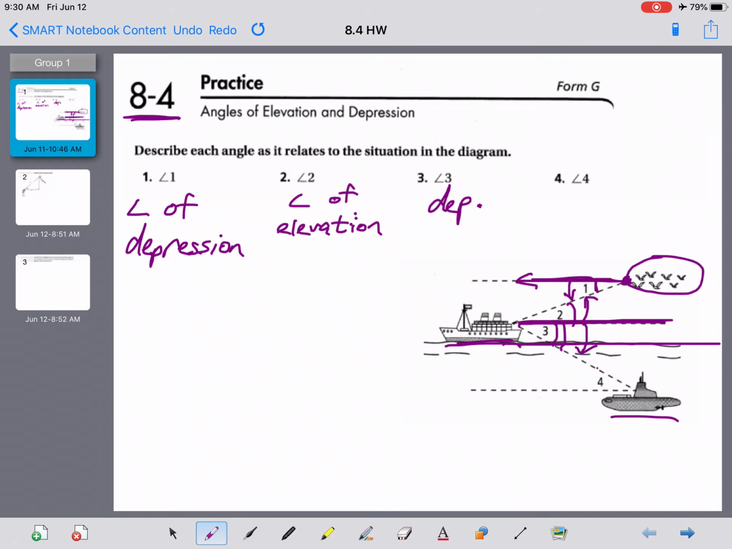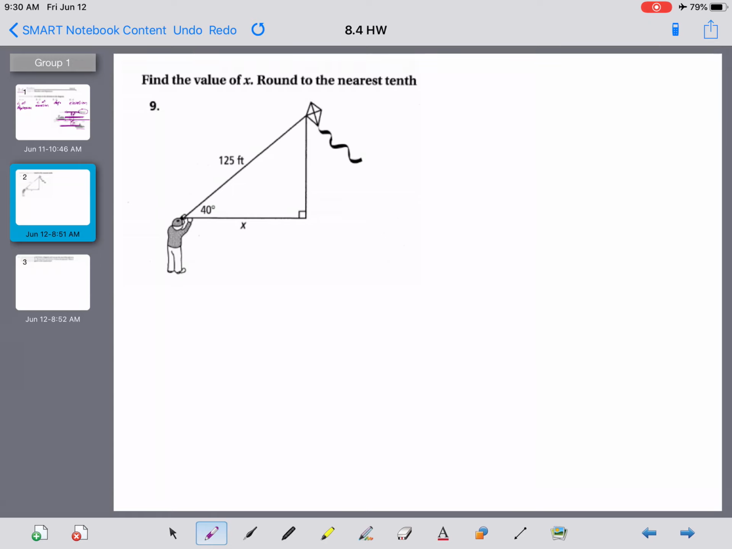Angle 4, located right down here, is how far somebody on the submarine would have to look up in order to see the ship. Here's the horizontal line coming out of the submarine. Since angle 4 is above that horizontal line, angle 4 is an angle of elevation. Okay, so hopefully 5 through 8 make a little bit of sense for you now. Let's jump to problem number 9.